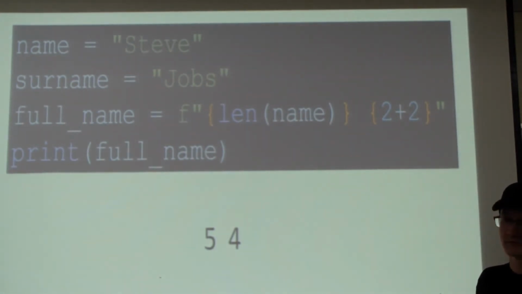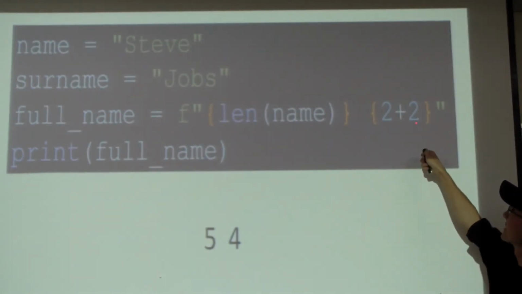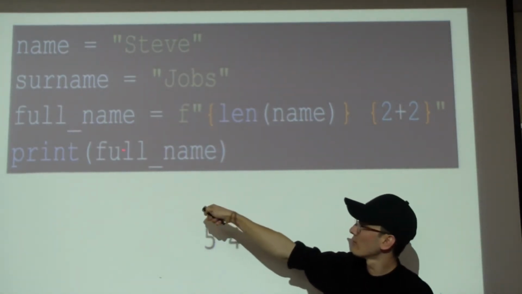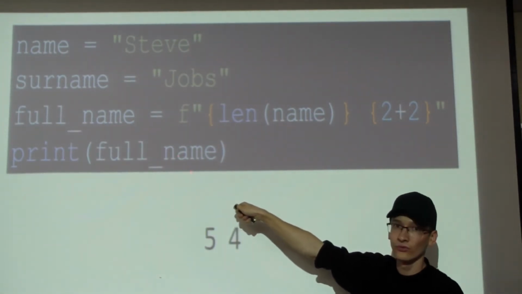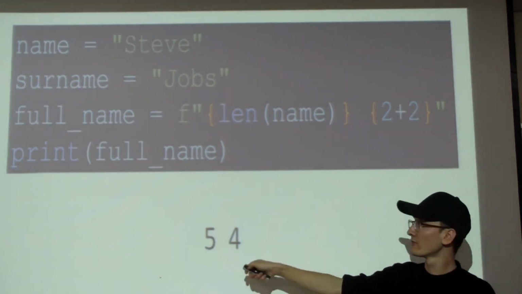That's why Python is the easiest. Now we can take this 2 plus 2 and put it here, not the full name. 2 plus 2, we will have 4 only. It will print only 4.